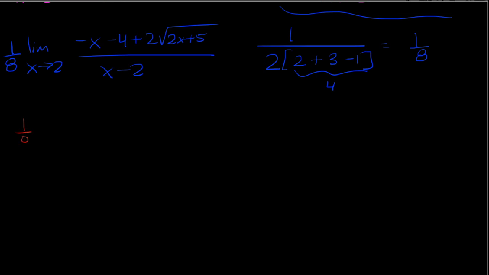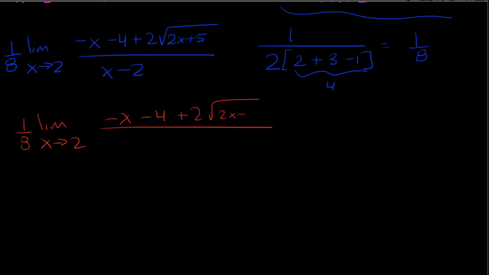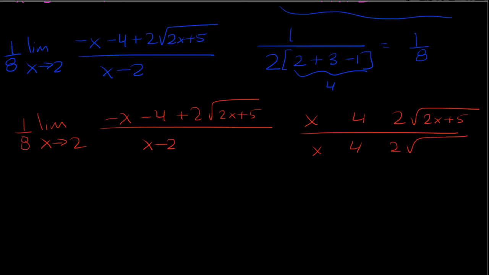So let me just rewrite this. So we're going to have x, 4, and 2 root 2x plus 5, but we're going to change 2 of them. Good candidates are the negatives, the negative x and the negative 4. So we'll just make them positive, and then we'll leave the 2 the same to be positive. Okay, so we're going to group these.